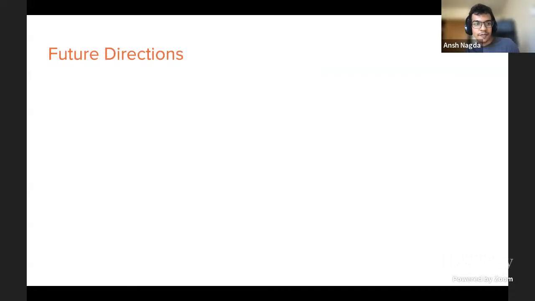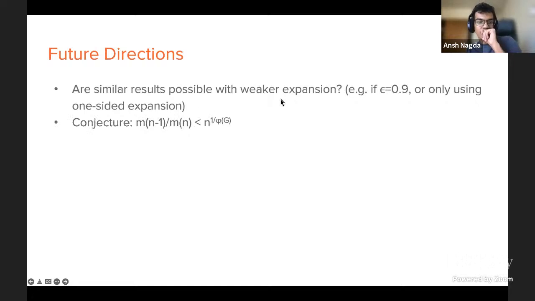Let me tell you about some future directions to think of. Two of the main directions that would be interesting is whether we can prove similar results with weaker expansion guarantee. So for example, if the graph is only a one-sided expander, or if the expansion is closer to 1 than to 0. And another conjecture is whether we can prove something using conductance of the graph instead of spectral expansion.